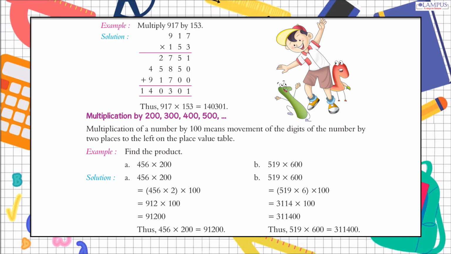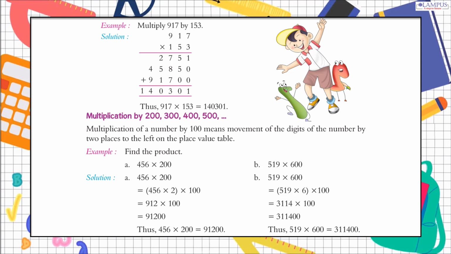Multiplication of a number by 100 means movement of the digits of the number by 2 places to the left on the place value table. Example. Find the product. A. 456 times 200. Solution. 456 times 200 equals 456 times 2 times 100 equals 912 times 100 equals 91,200. Thus, 456 times 200 equals 91,200.